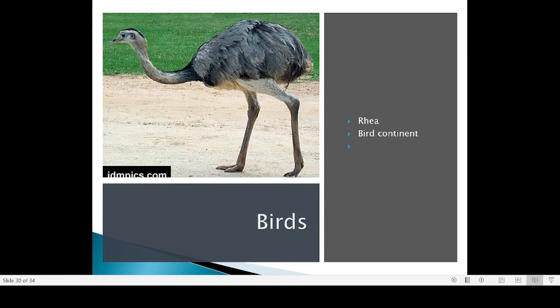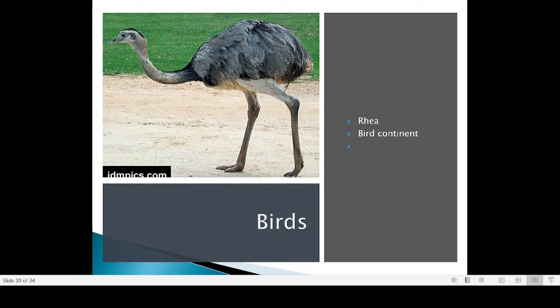Then we come to the next part, that is the birds. South America is sometimes known as the bird continent. Why it is known as the bird continent is that there are several species of birds. It is because of the rich diversity of birds in South America that we use the term bird continent.